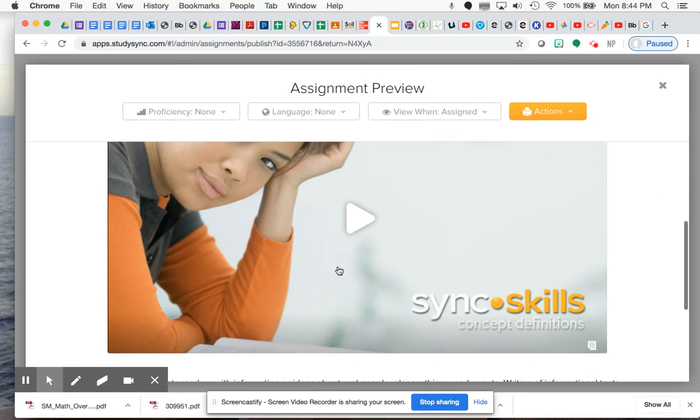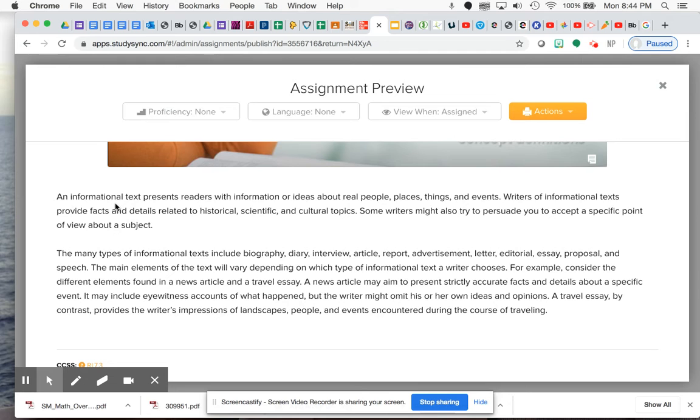But for the definition, just keep in mind that an informational text presents readers with information or ideas about real people, places, things, and events. Writers of informational text provide facts and details related to historical, scientific, and cultural topics. Some writers might also try to persuade you to accept a specific point of view about a subject. The many types of informational texts include biography, diary, interview, article, report, advertisement, letter, editorial, essay, proposal, and speech.